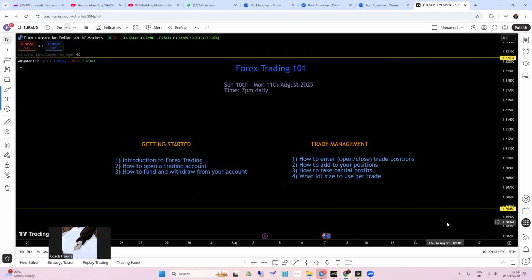You can open a position, and once you've opened, you can begin to add 1, 2, 3 or more positions, depending on what you are analyzing or seeing on the chart.